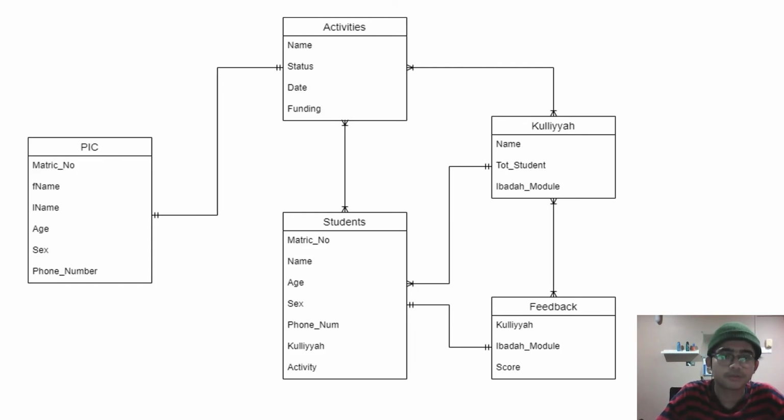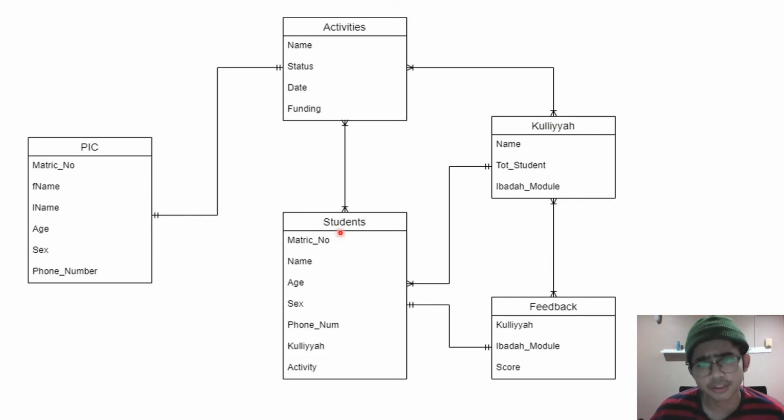So in our project, we use 5 different entities. There is kuliah, PIC, which is the person in charge, activities, students, and feedback. Each of the entities has its own attributes. So now I will explain our ER diagram, and I will start with the kuliah entity first. For the kuliah entity, the attributes are the name of the kuliah, the total student, and ibadah module. And the kuliah entity has a relationship with 3 other entities, which are the activities, the students, and the feedback. So I will explain the kuliah and the students relationship first.